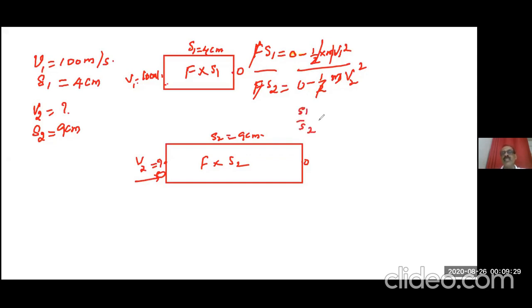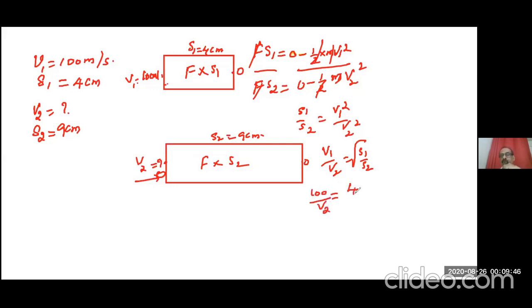S1 by S2 is equal to V1 squared by V2 squared. Then V1 by V2 is root of S1 by S2. Clear? So here, what is V1? 100. V2 we don't know.